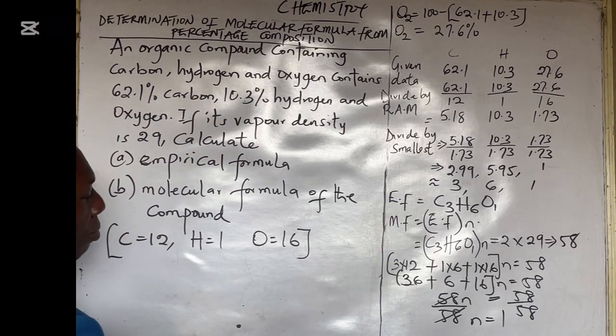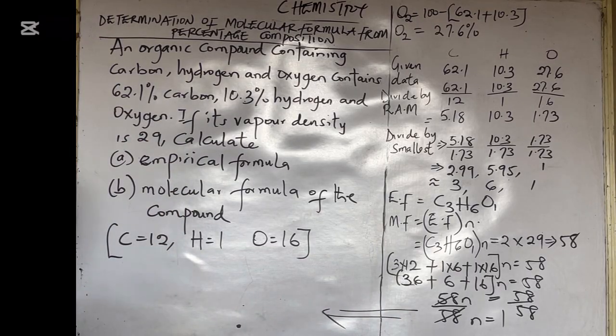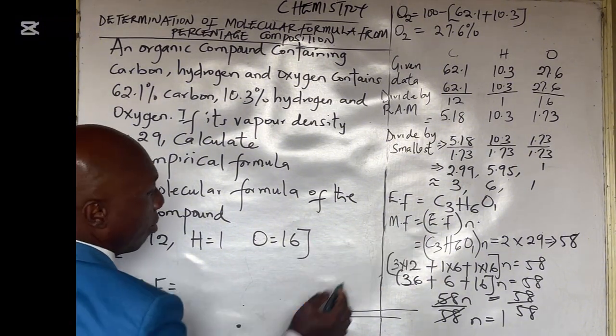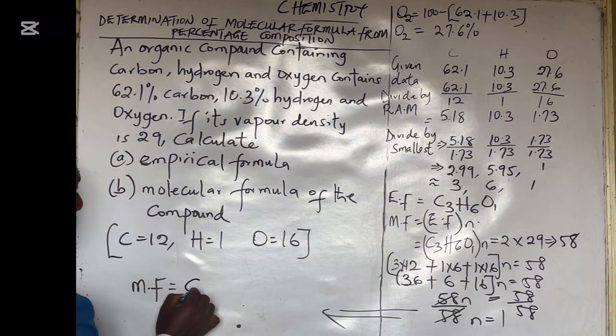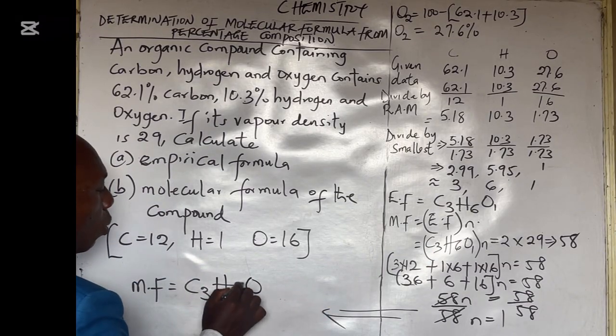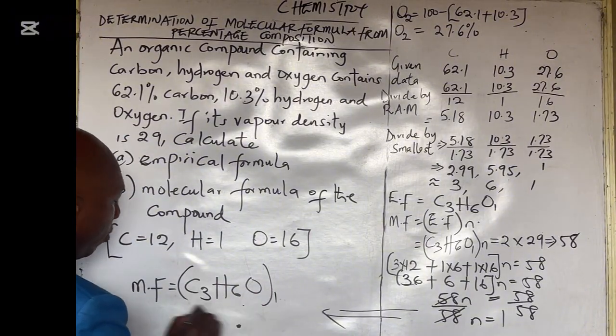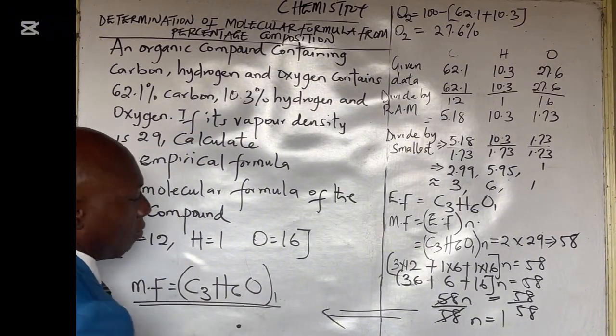So our molecular formula will be C3H6O, since N is 1. This is the molecular formula.